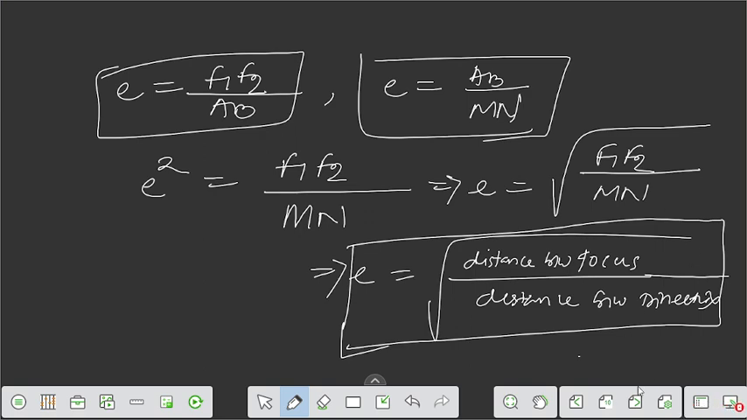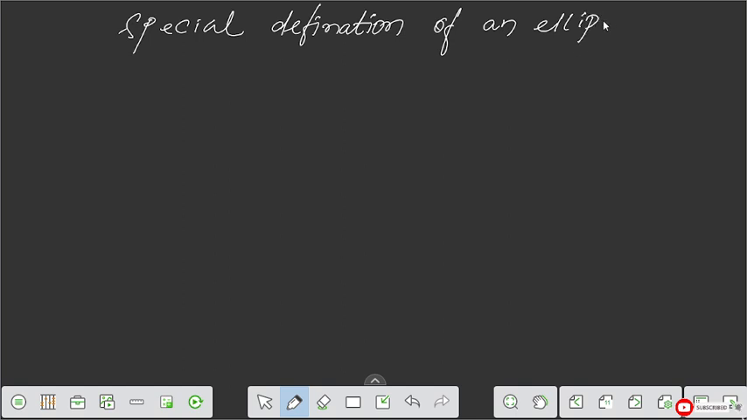Next chapter, special definition of an ellipse. An ellipse is a curve generated by a point moving in a plane in such a way that the sum of its distance from two fixed points is constant and equal to the major axis, where the two fixed points are the foci.